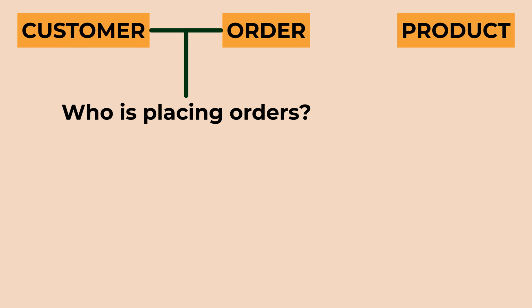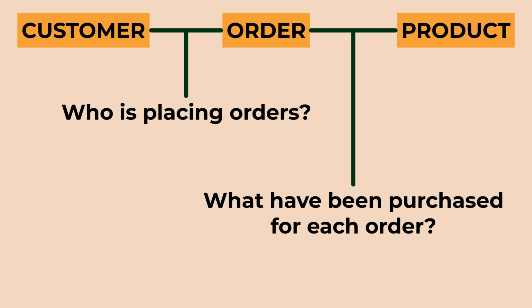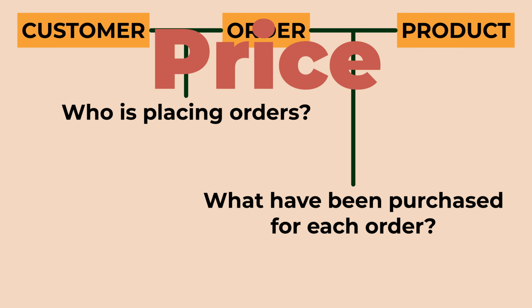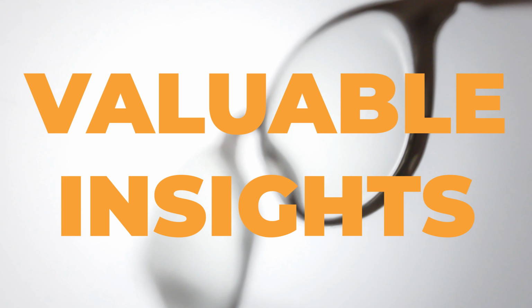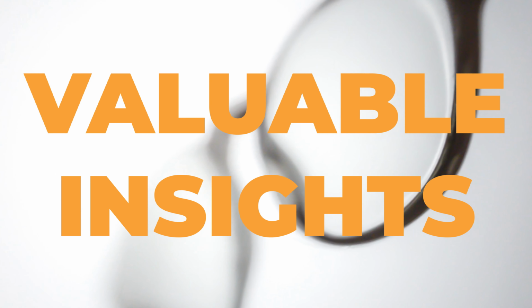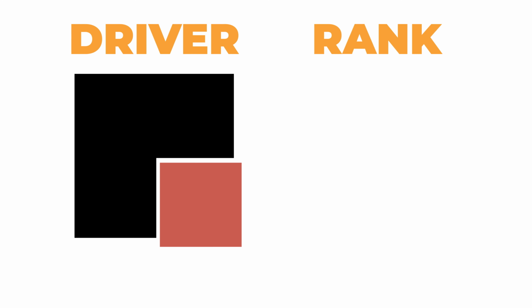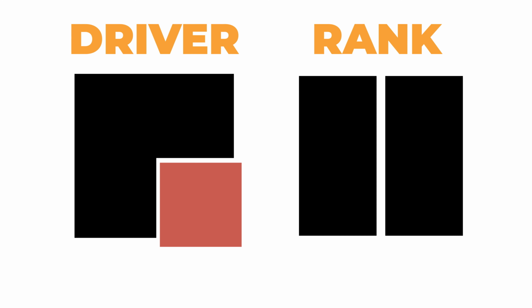By joining the customer profiles table with the order records table, you can link each customer to their corresponding purchases. Then, by joining the product catalogs table, you can enrich the data with product details like price, category, and brand. With the combined data, you can uncover valuable insights, such as which customer segments are driving the most sales, what products are most popular among different customer groups.